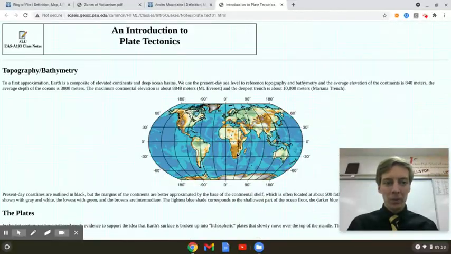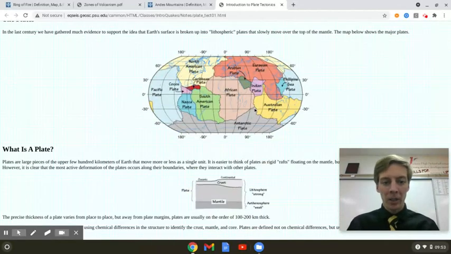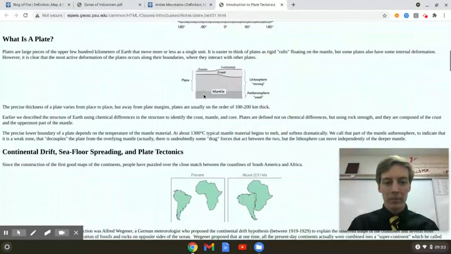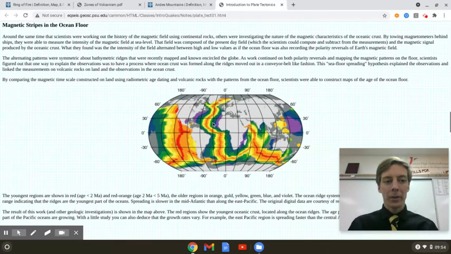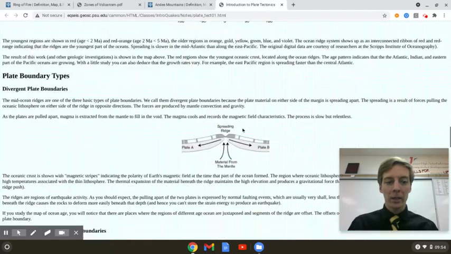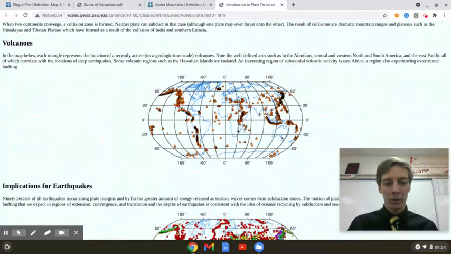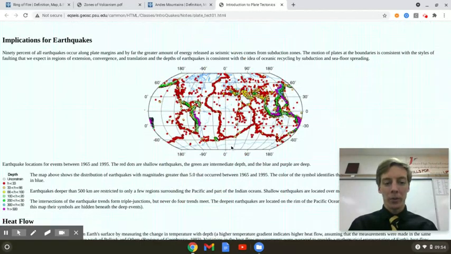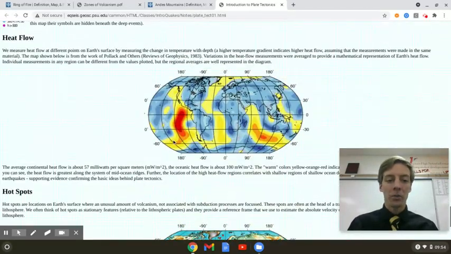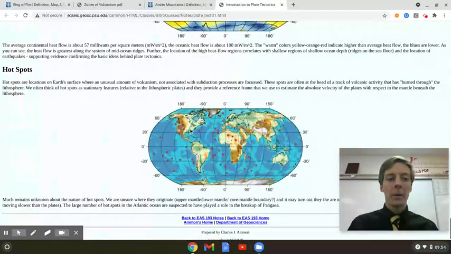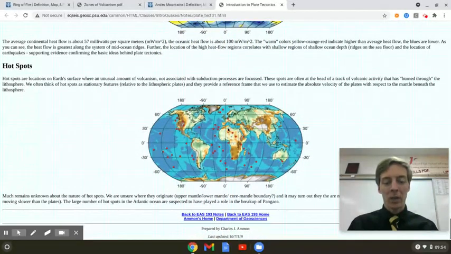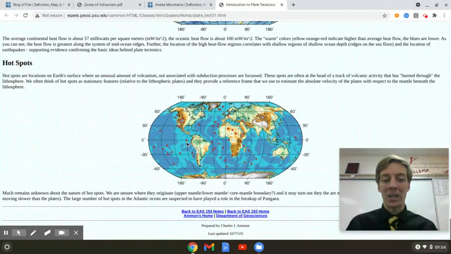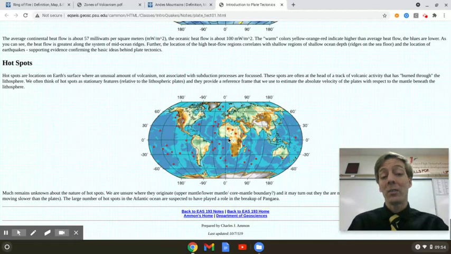All right. So here are the plates again. Hold on. Gotta get my thought back. Train of thought's gone. There's where your seafloor is spreading. We talked about boundary types. I just wanted to show you some of your active volcanoes, earthquakes, heat flow. So there are some hot spots. But then here are the hot spots where you've got magma and volcanic activity in the middle of a plate. Guys, that's it. Hawaii is a great example of that.